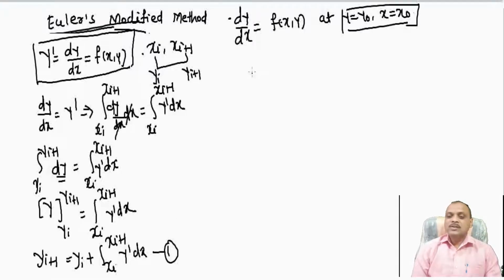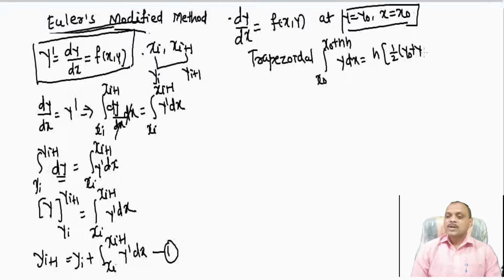Now friends, we know about the trapezoidal rule. What is the trapezoidal rule? Integration from x0 to x0 plus nh of y equals h into 1 by 2 of y0 plus yn, plus y1 plus y2 up to yn minus 1. So this is the trapezoidal rule. We apply this trapezoidal rule to solve the right hand side integration.